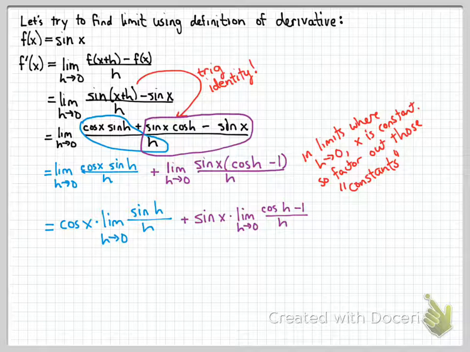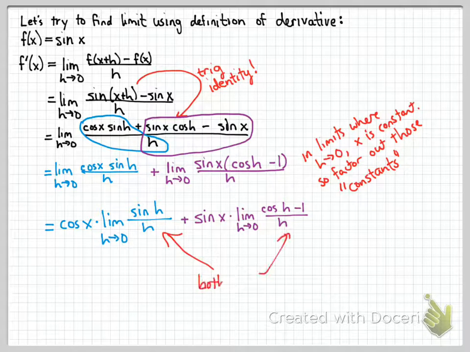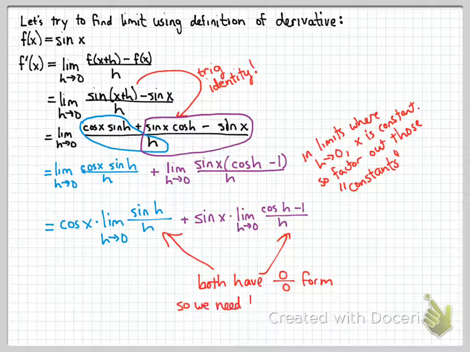However, if you try just plugging in h equals 0, sine of 0 is 0, so that first one is 0 over 0. Cosine of 0 is 1, so that second one is also 0 over 0. Both of them have a 0 over 0 form. So we need to do something else to figure out what those limits are equal to.